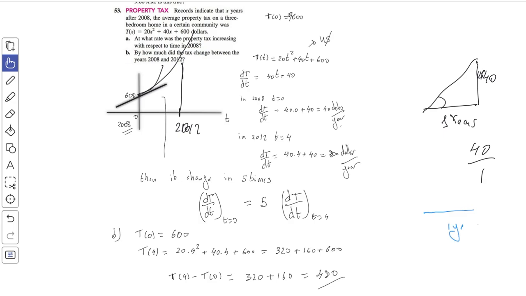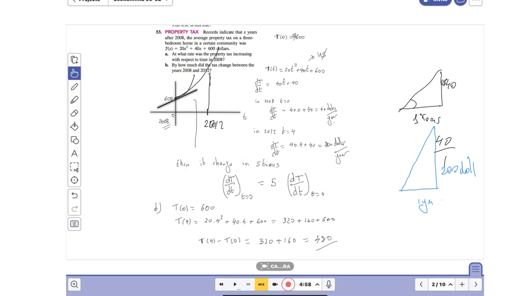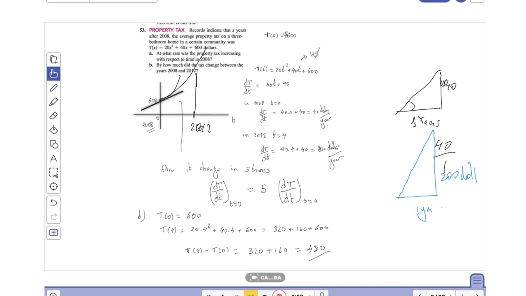When you walk 1 year, the height will be 200. So now this is the slope here, $200 per year. Then you change the slope by 5 times. You change the slope from 40 to 200, so this is 5 times.